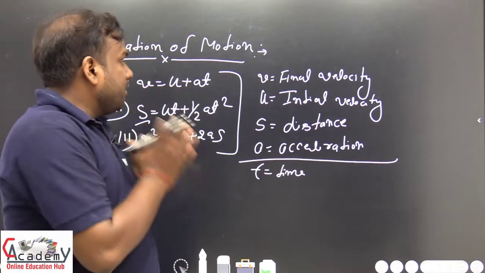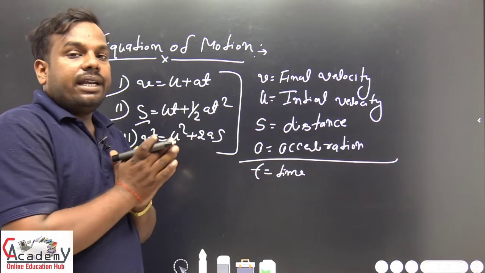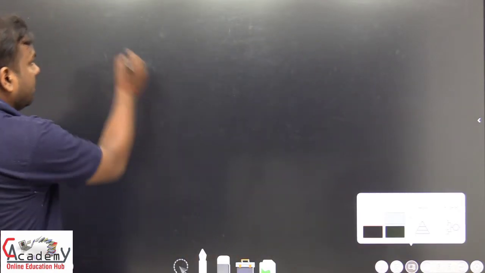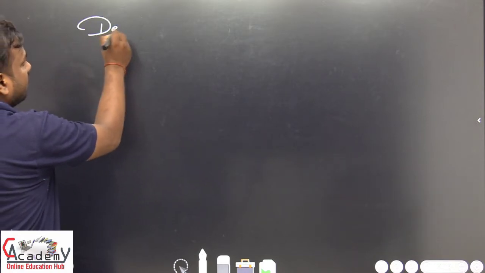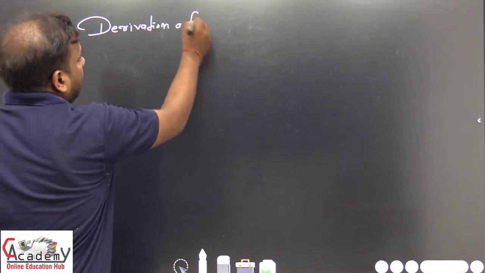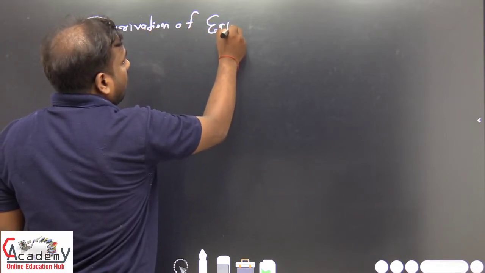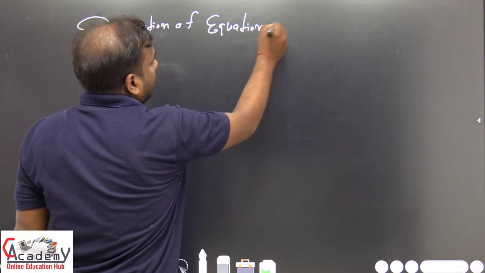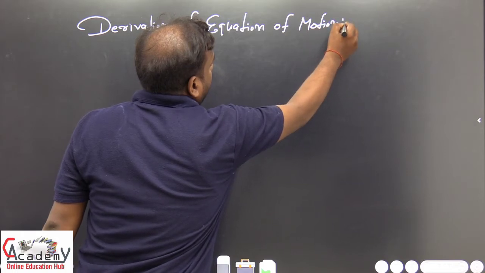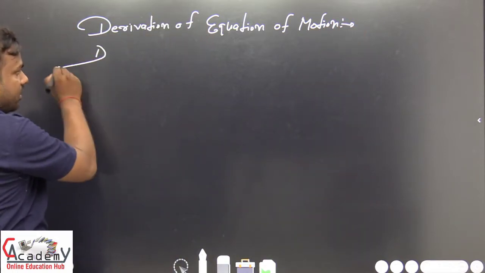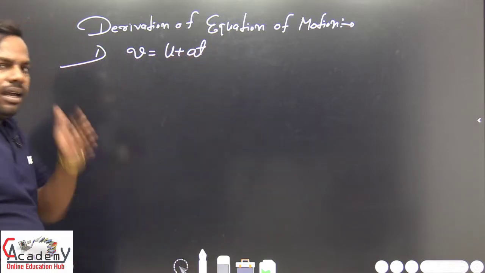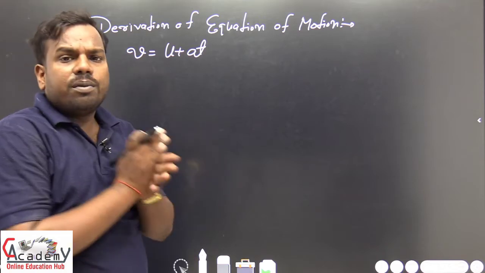Now how do we get these equations? Now we start the derivation of the equations of motion. Is that clear? First equation: V is equal to U plus AT. How do we get V is equal to U plus AT?